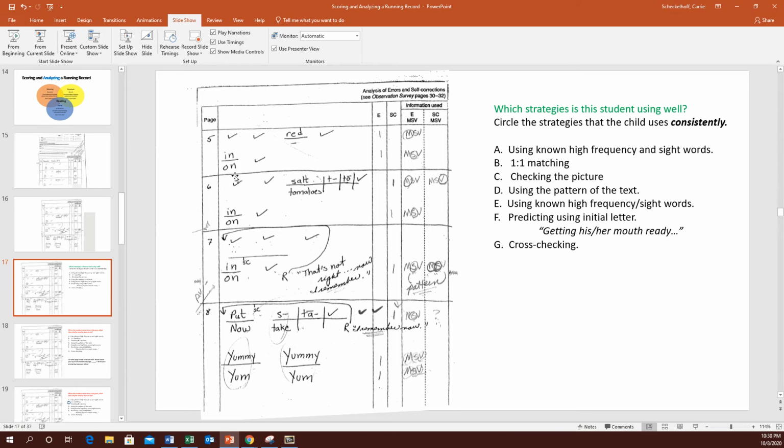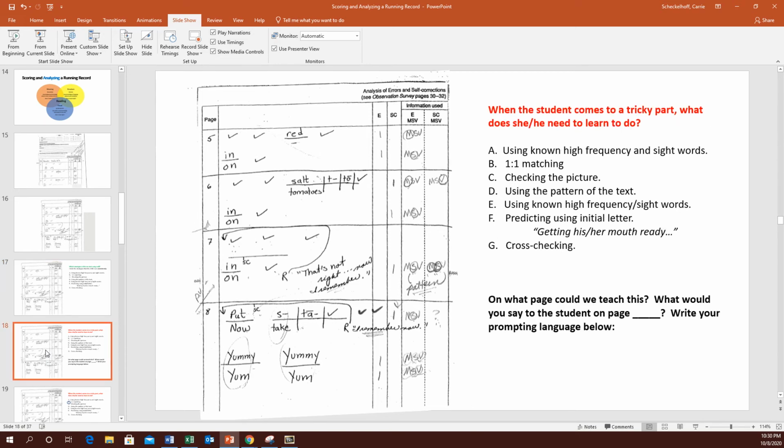Unfortunately, it's not the pattern of the text, right? I see one place where he's really getting his mouth ready for that word right there. He really got his mouth ready for that word. And here too. But I don't see consistent evidence of cross-checking. So I think the best thing that he's doing here is checking the picture. Really, that's the most consistent thing he's doing. And then using the pattern.